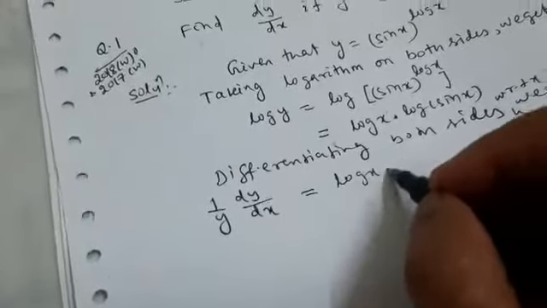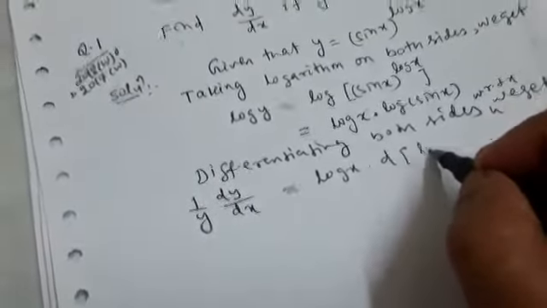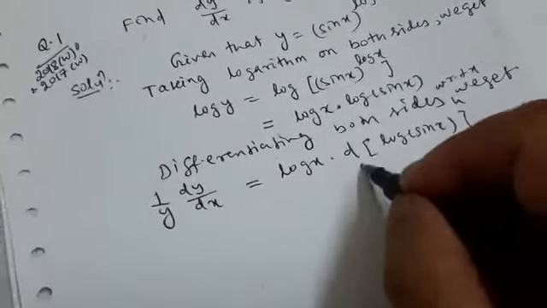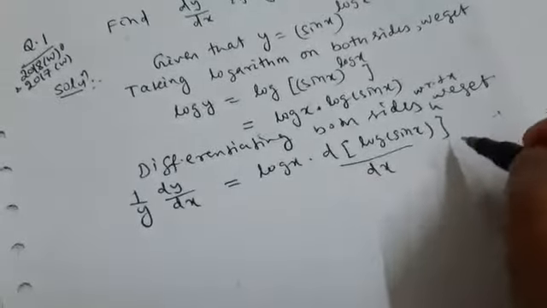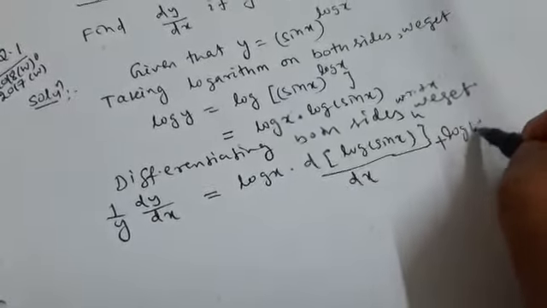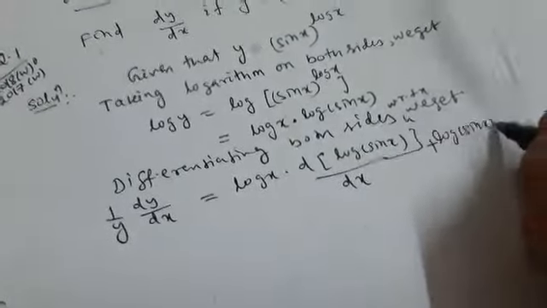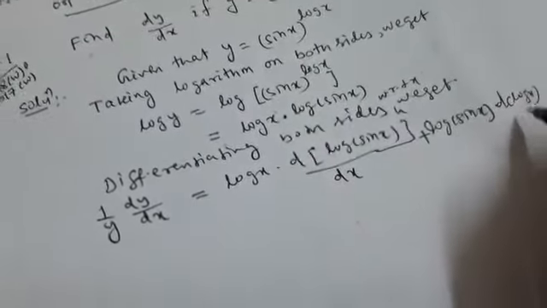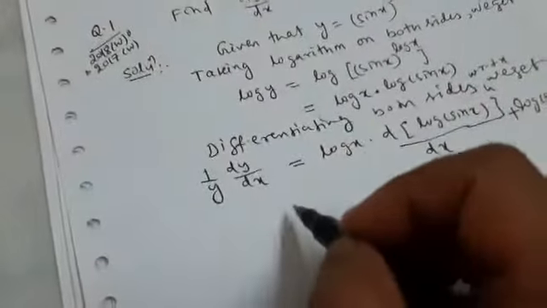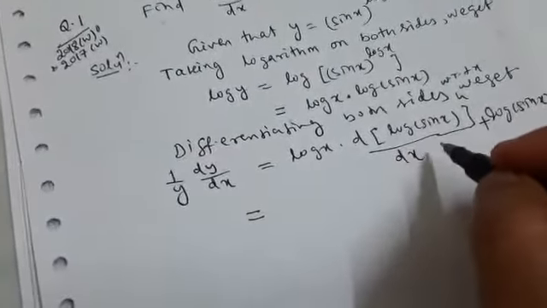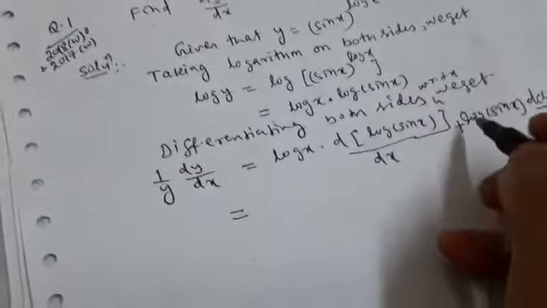log x into derivative of log of sin x with respect to x plus log of sin x into derivative of log x with respect to x. So this is equal to, this is the differentiation of the product of two functions.